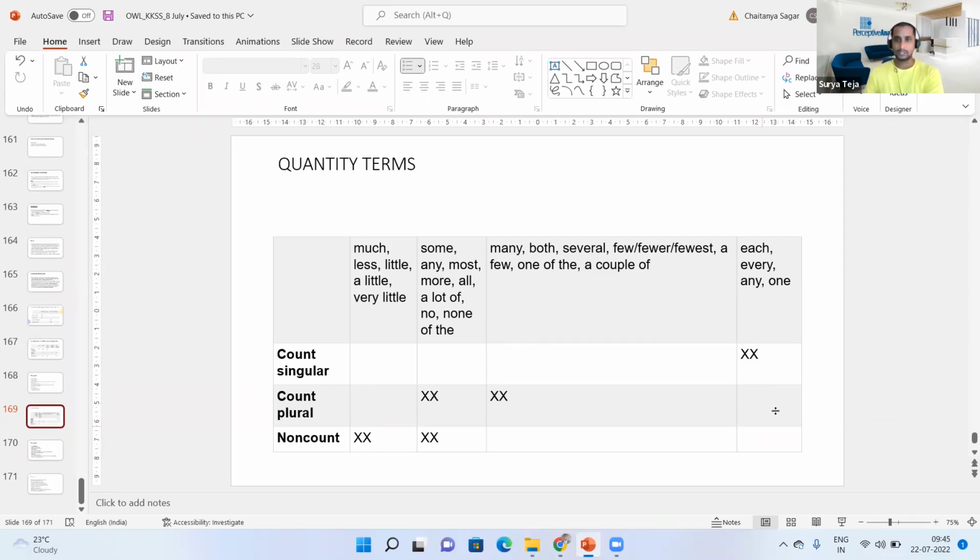And likewise, you cannot say each cats. You cannot say every cats. You're talking specifically about one singular cat. So obviously this is not applicable here.